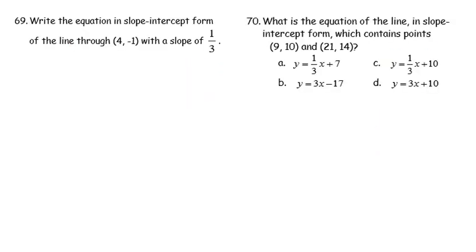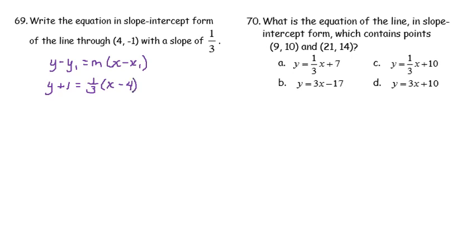All right, number 69, write the equation in slope-intercept form of the line through 4, -1 with a slope of 1/3. Okay, so for this one, we're going to do point slope formula, y minus y sub 1 equals m times x minus x sub 1. So that gives us y plus 1 equals 1/3 times x minus 4.